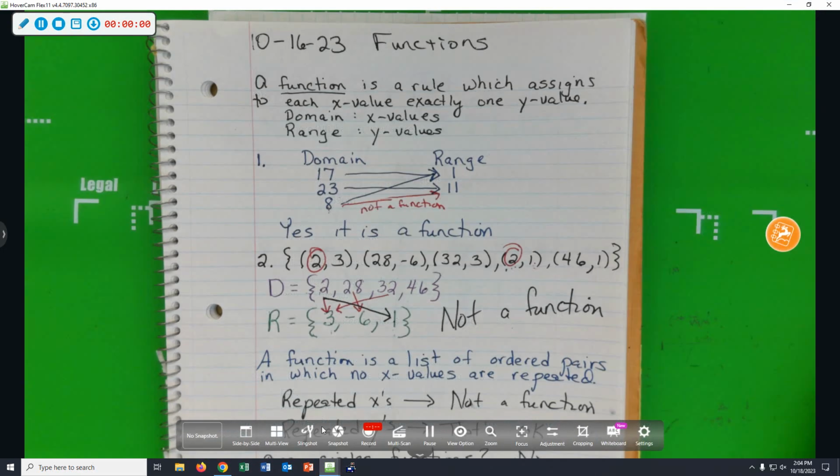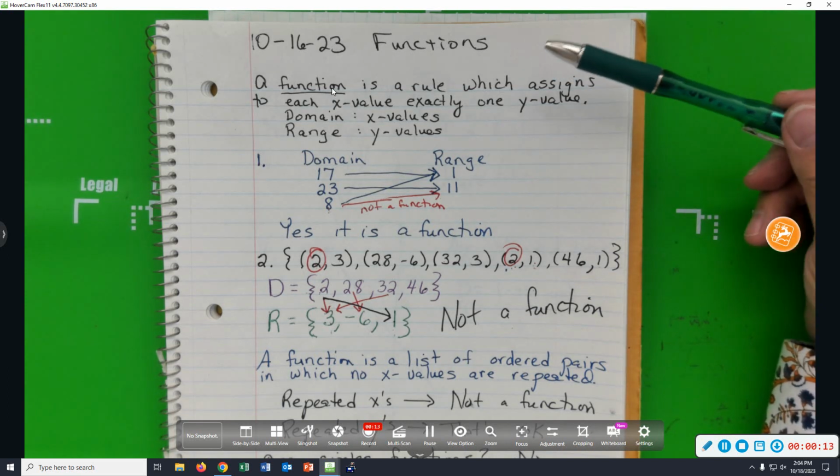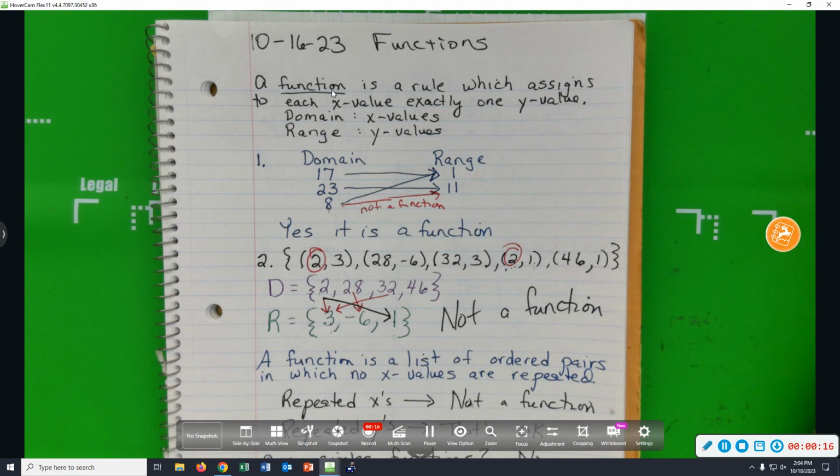Today we're going to be looking at quadratic functions. So I want to remind y'all of what a function is, and piecewise functions. We're going to be looking at piecewise functions too. And I want to remind you of what we said the last time, that a function's a rule that assigns to each x value exactly one y value.